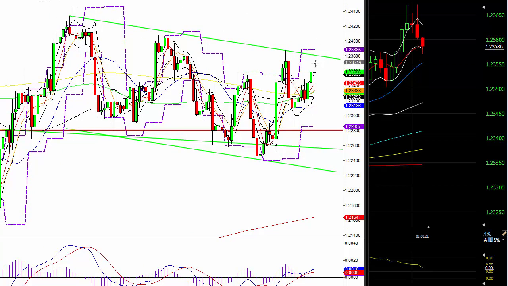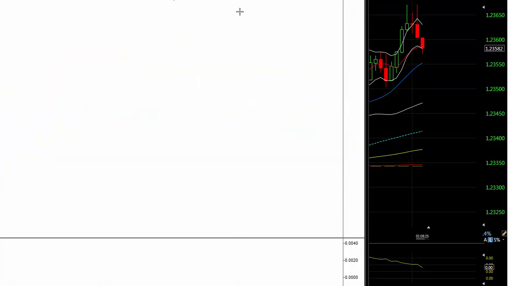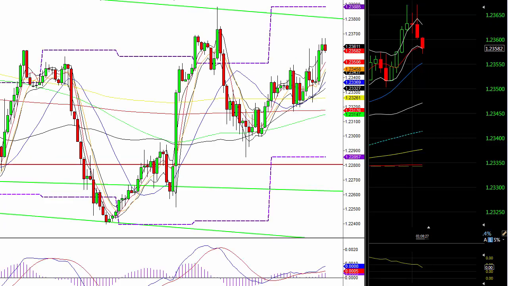So let's have a look at the Aussie. Putting it up over to the Aussie dollar. Make sure you can see all this. Yeah, you can.